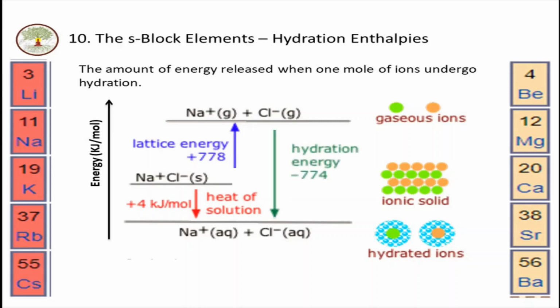The enthalpy of solution is defined as the sum of lattice enthalpy and the hydration enthalpy. In other terms, hydration enthalpy is defined as the difference between the lattice enthalpy and the enthalpy of solution, which in this case is minus 774 kJ per mole.